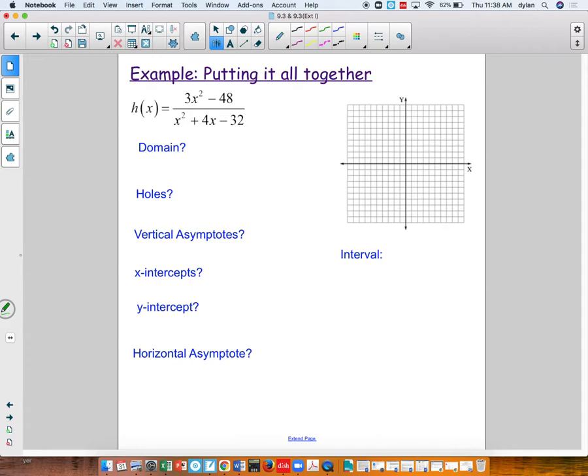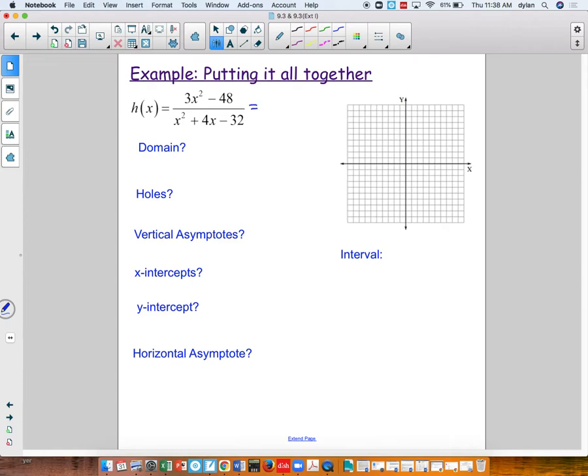Imagine that we had the function h of x equals 3x squared minus 48 over x squared plus 4x minus 32. So we're going to go through each of the 9 steps again together. The first step is we want to factor if necessary and determine the domain. And we certainly want to do that.